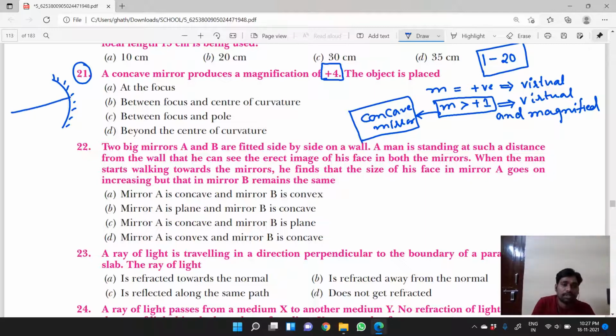If an object is placed between the pole and focus, then we get a virtual enlarged image. A ray of light parallel to the axis passes through the focus. If a ray of light is obliquely incident, then after reflection these rays appear to meet at a point and form a virtual enlarged image. So we have to place the object between the pole and focus. So we will go with option C as the correct answer. I hope you understood, my dear students.